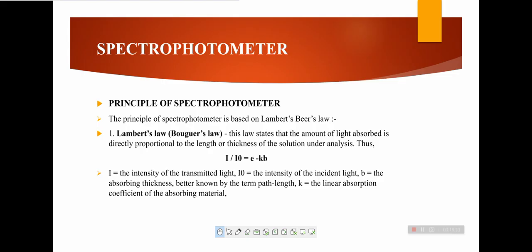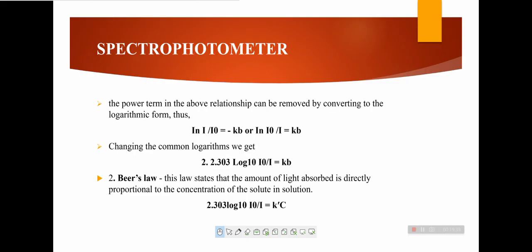Now talking about the principle of spectrophotometer. The principle of spectrophotometer is based on the Beer-Lambert law. Lambert's law states that the amount of light absorbed is directly proportional to the length or thickness of the solution under analysis. So whatever amount of light is absorbed, it is directly proportional to the length or thickness of the solution. I/I0 = e^(-kb).